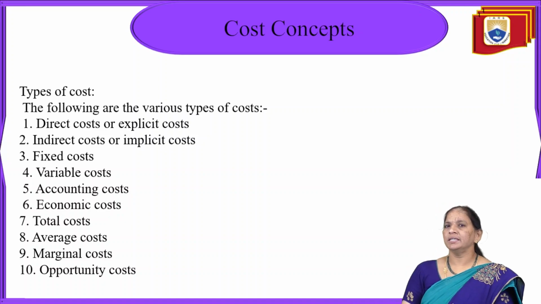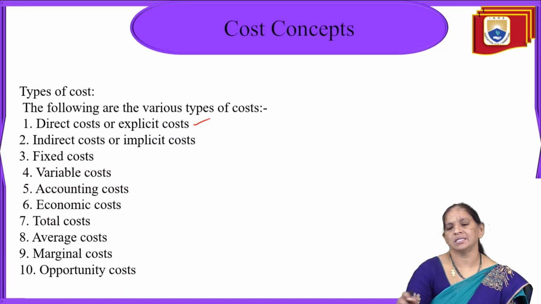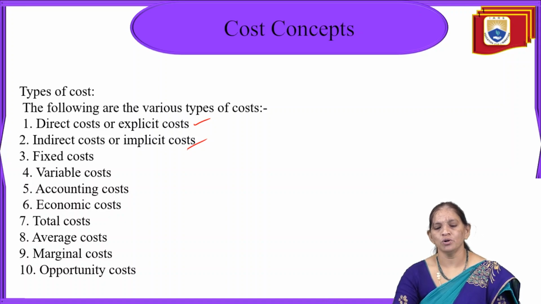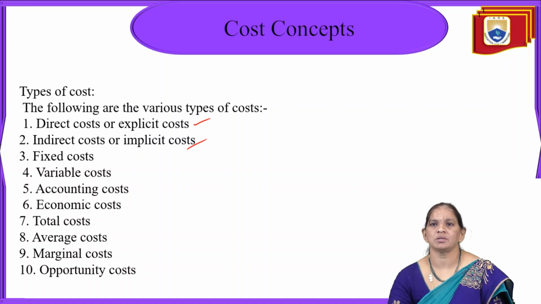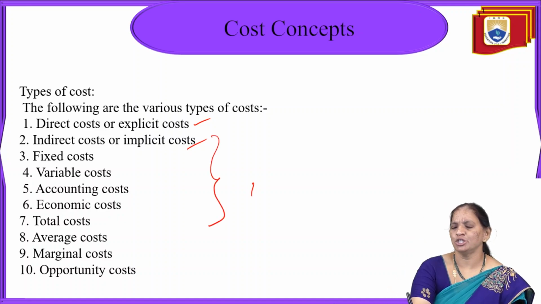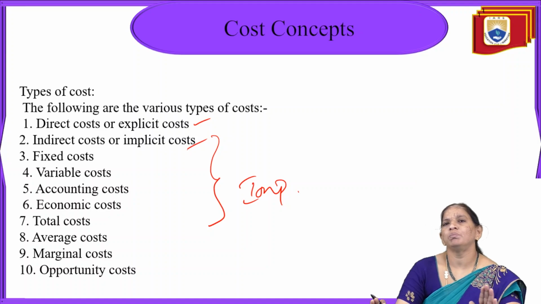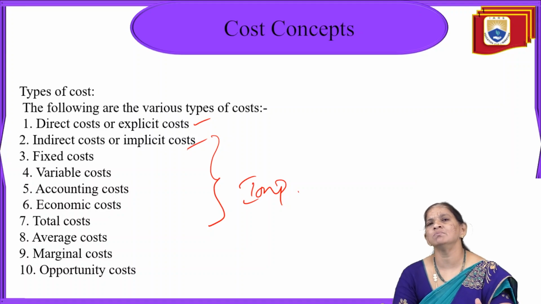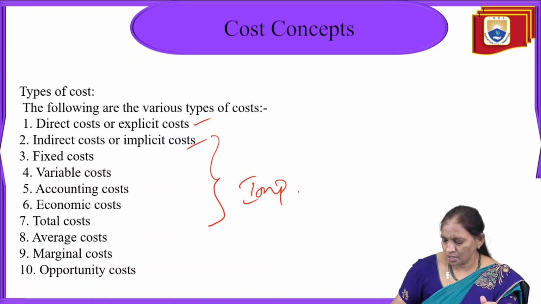So first we'll see the different types of cost we can identify, like direct cost, which we'll call explicit cost, indirect or implicit cost, and the next ones: fixed cost, variable cost, accounting cost, total cost, average cost, marginal cost, and opportunity cost. These are the most important. Maybe some others may have some role, but the effective role played in an organization in the process of production and distribution of goods and services mostly relates to these types of cost. So we'll see each and every cost separately.